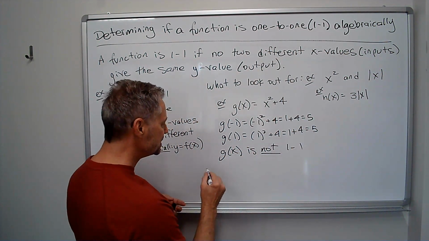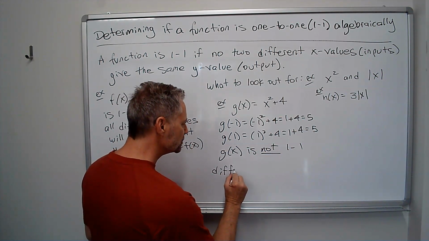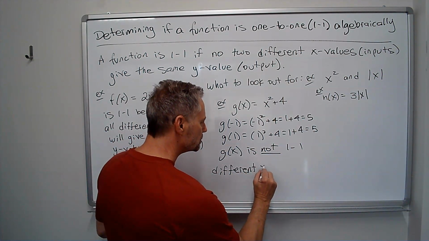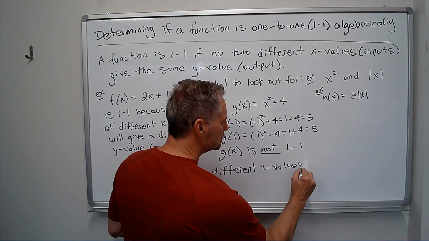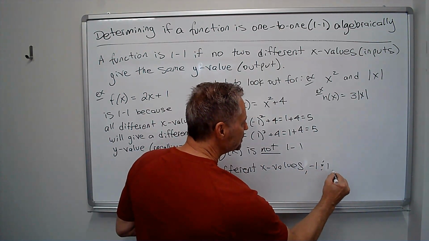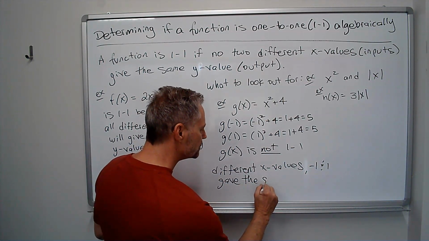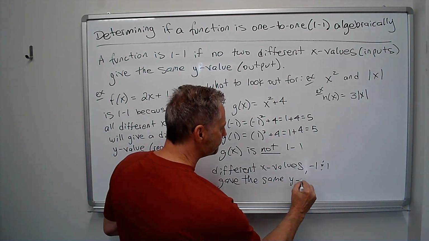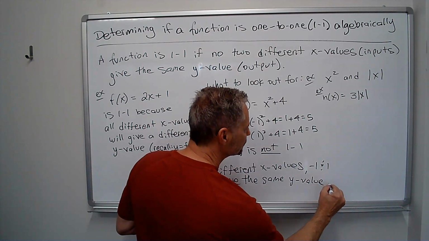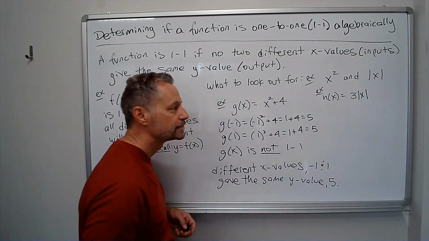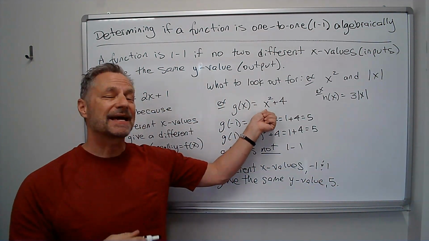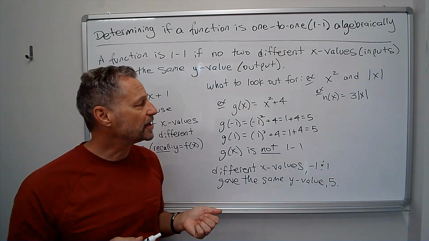And the reason is different x values, in this case -1 and +1, gave the same y value, which was 5. Okay, so with x squared, that's not going to be a one-to-one function.